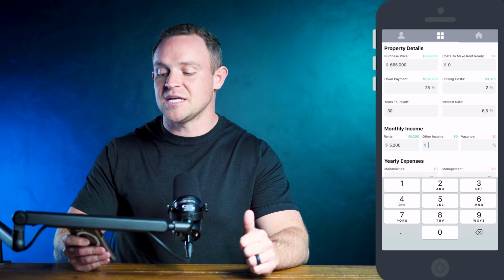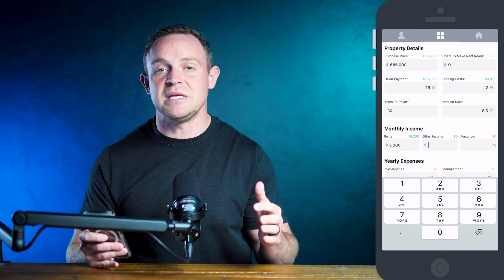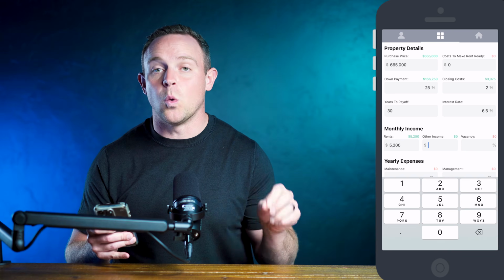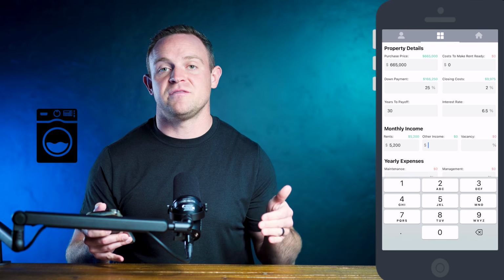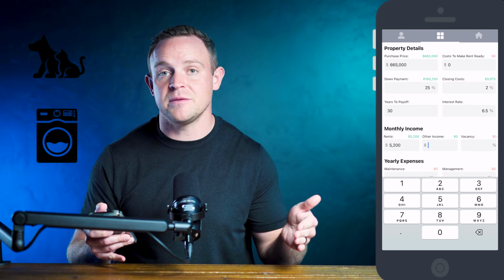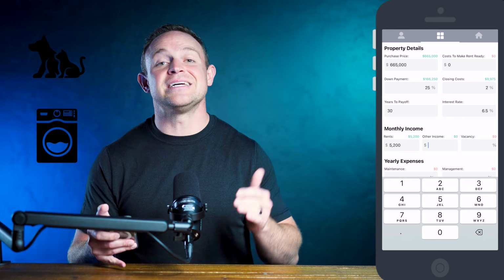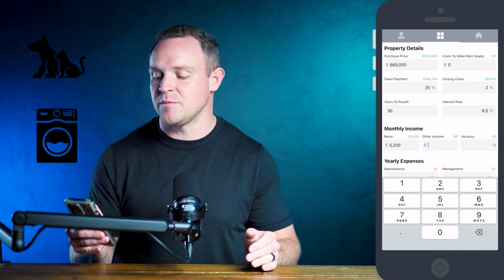The next income section is other income. This could be if you have a coin washer and dryer, where you've got income coming in there. It could be if you're charging for pets on a monthly basis, or any other additional income on top of your rents can be plugged in here.